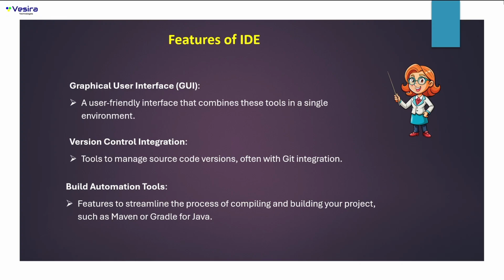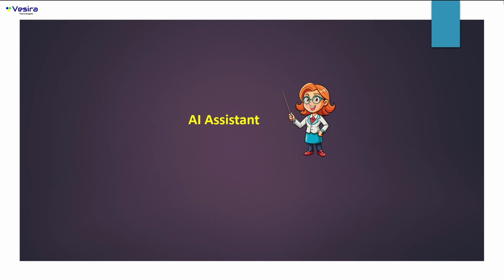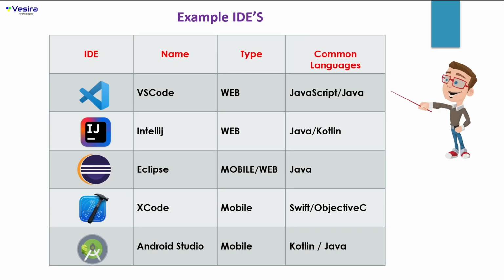Version control. Every IDE should have the capability to manage the source code. You should integrate with version controls like GitLab and GitHub so that we can push and pull the code. Build automation. An IDE should be able to process tasks like compiling, building your project, and running scripts such as Maven or Gradle for Java. The last one is the AI assistant. Nowadays, every IDE has an AI feature where you can ask everything related to your project and it will give you a prompt response.